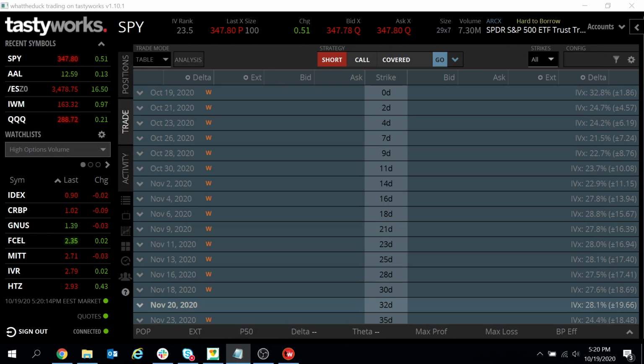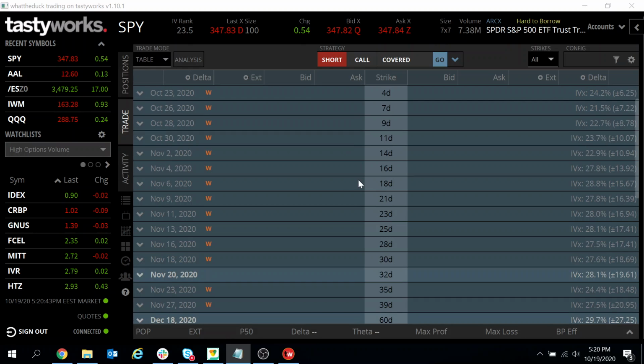Hello. Let's go and look into how we can sell a bull credit spread or a bear credit spread. It's basically the same thing. One is on the put side and one is on the call side. We'll choose the SPY, which is the SPDR S&P 500 ETF Trust, one of the biggest, most liquid things you can trade on the whole market.